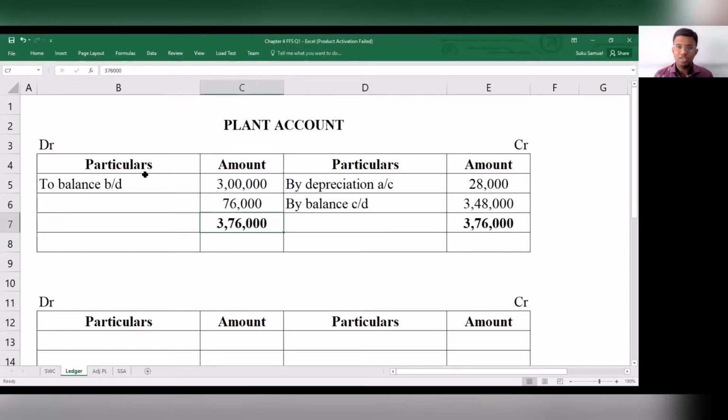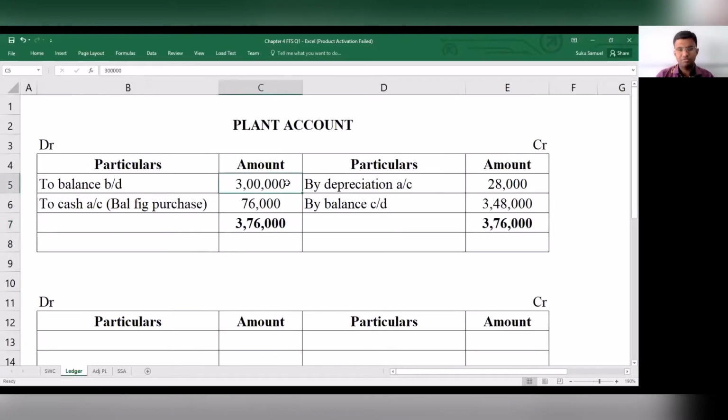Now when can we have a debit entry? Debit entry we will have in plant account when some amount of plant is coming in. Remember, plant account is a real account, golden rule is debit what comes in. So here plant is coming in, so it will be to cash account, and this is the balancing figure. It means you have purchased, just for your understanding, I'll write over here purchased. You have purchased a new plant which is 76,000. So that has been considered.